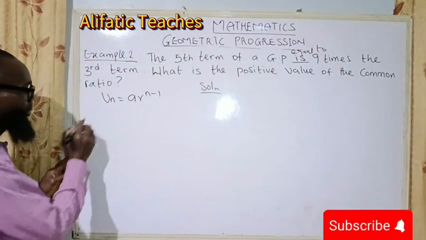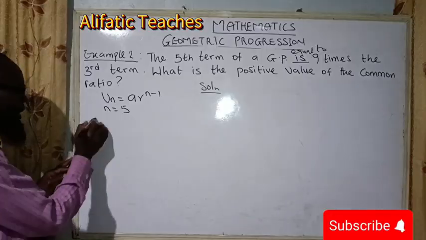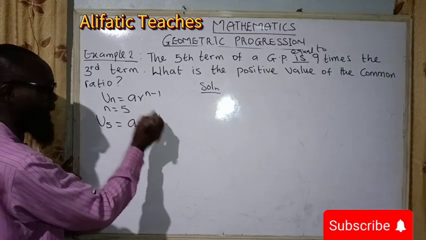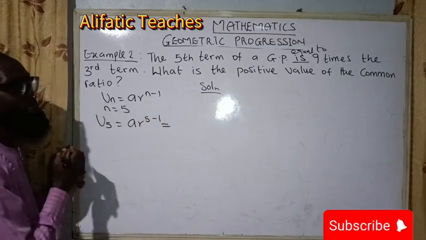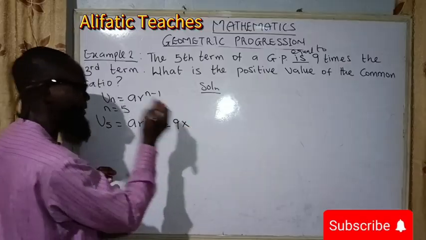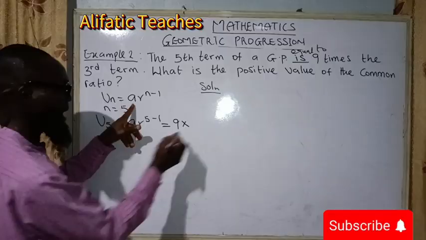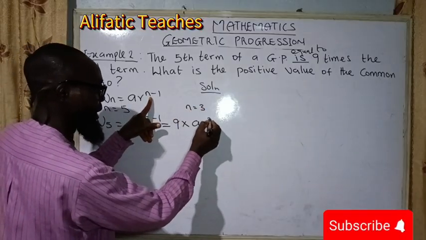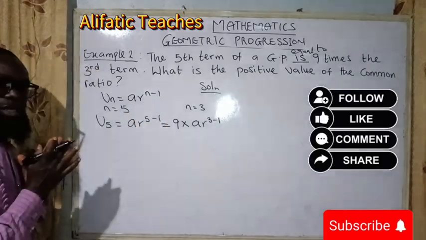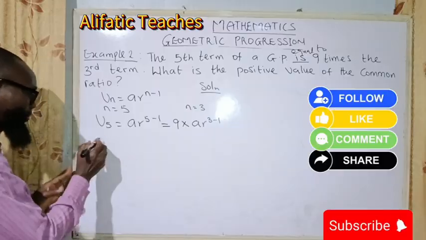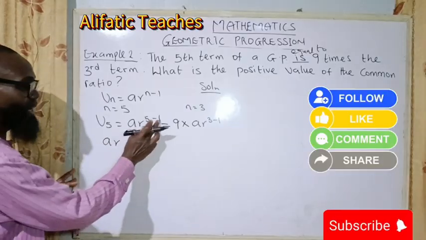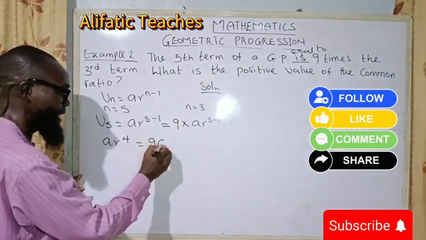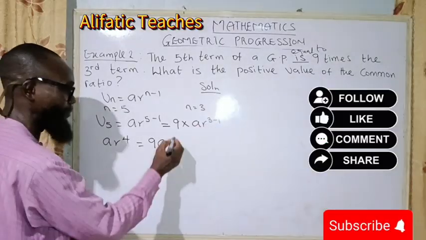So, fifth term, when your n equals 5, U5 equals ar raised to power 5 minus 1, is equal to 9 times the third term, ar raised to power, when your n equals 3, 3 minus 1. So when we now express this, we have ar raised to power 5 minus 1, we have 4, equals 9 ar raised to power 3 minus 1, we have what? 2.